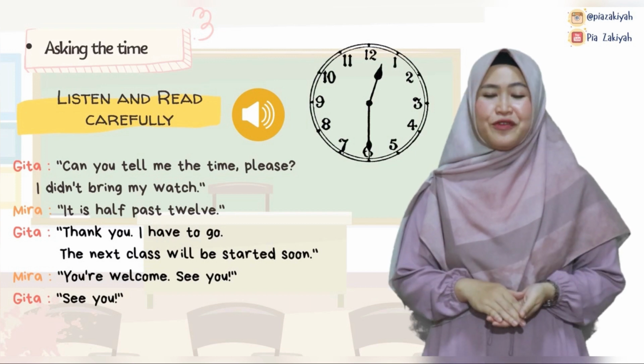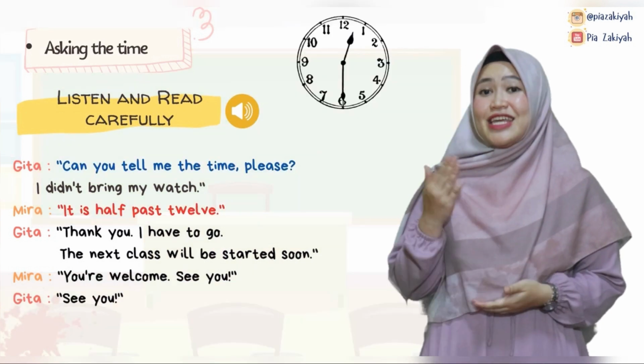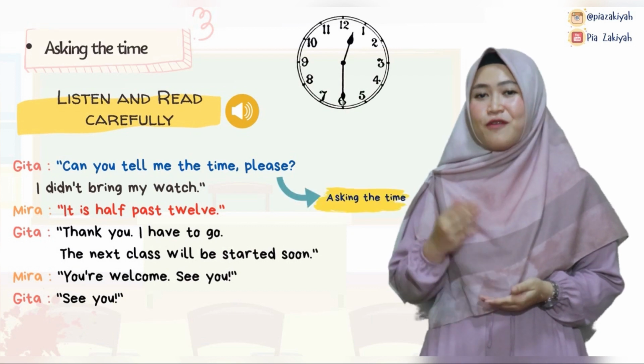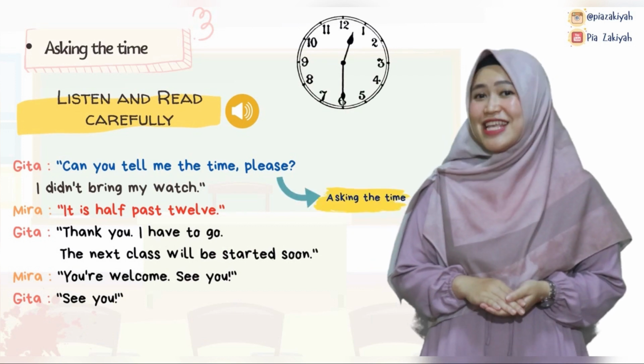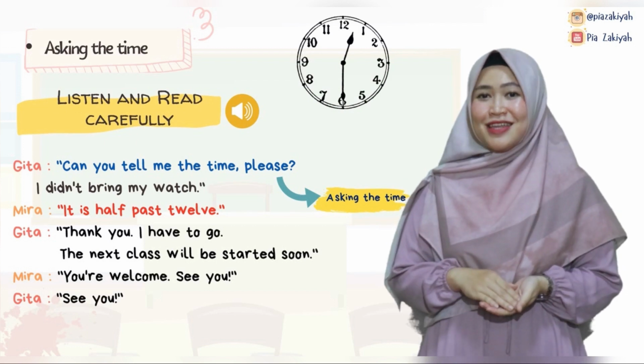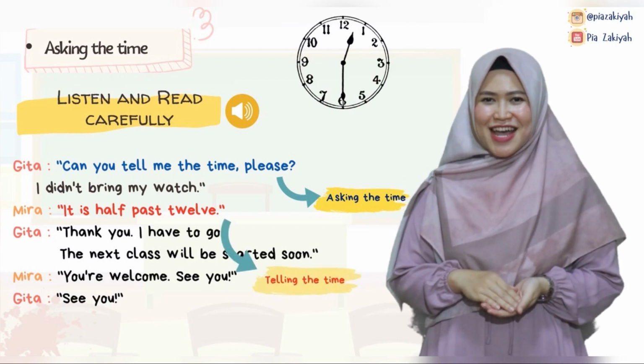From the dialogue, we can hear the first speaker says, "Can you tell me the time, please?" That means she is asking for the time. And the second speaker says, "It's 12:30." It means that she is telling the time.